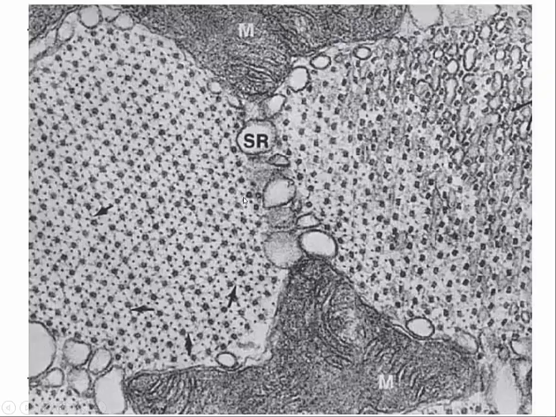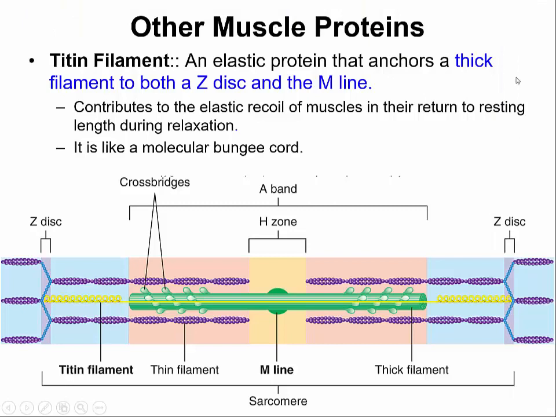Here's an enlarged image showing this one that doesn't have the thin filaments around it, and this one that does, depending on where you make the section. Other muscle proteins that you find in the sarcomere: you have the titin filament.